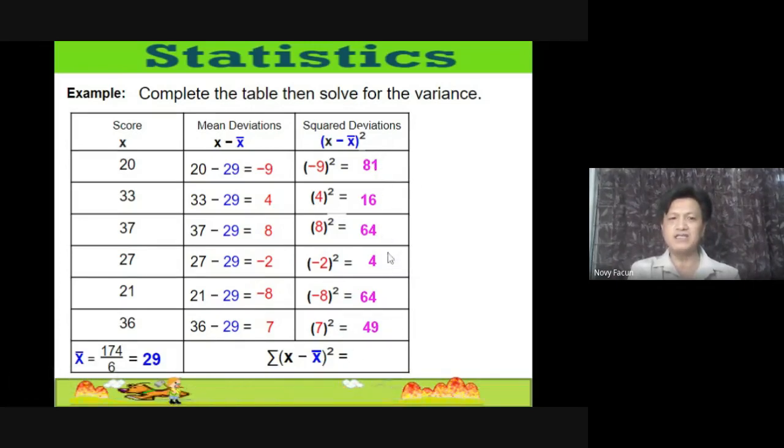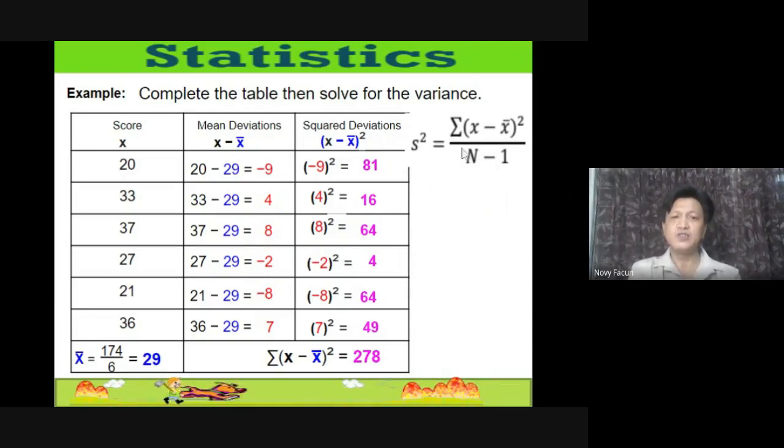81 plus 16 plus 64 plus 4 plus 64 plus 49, meaning to say the summation of the square deviation is 278. Okay, and then kapag nakompleto na natin yan, kunin na natin kung ano yung kailangan lang natin. So, di ba, yung formula natin, ang kailangan natin dyan, yung summation of the square deviation. Ano nga ba yun? Ito yun, yung 278.